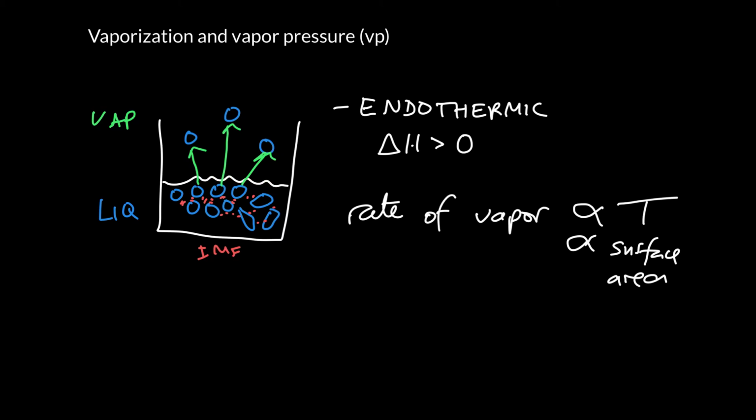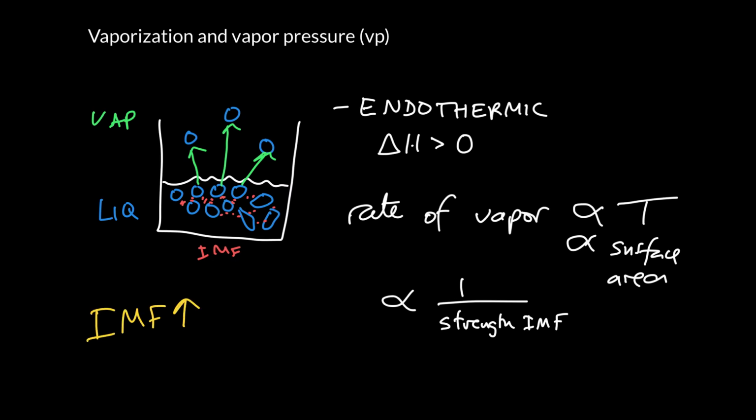And the other thing about the intermolecular forces, and this is the thing that trips people up, is that the rate is inversely proportional to the strength of the intermolecular force. And you might ask, what does that mean? Inversely proportional means that as one goes up, the other one goes down. So when the intermolecular force goes up, the rate of vaporization goes down, and vice versa. If the intermolecular forces go down, the rate of vaporization goes up.